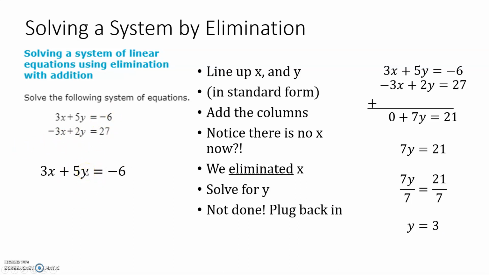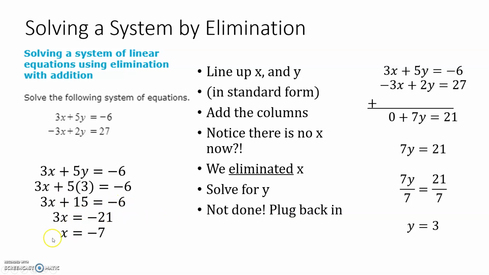Y equals 3. So 3x plus 5 times 3, that's y, equals negative 6. And 5 times 3 is 15. 3x plus 15 is negative 6. Then we simply subtract 15 from both sides, so this is negative 21. Dividing by 3 gives us x equals negative 7. So our answer is negative 7, comma 3.